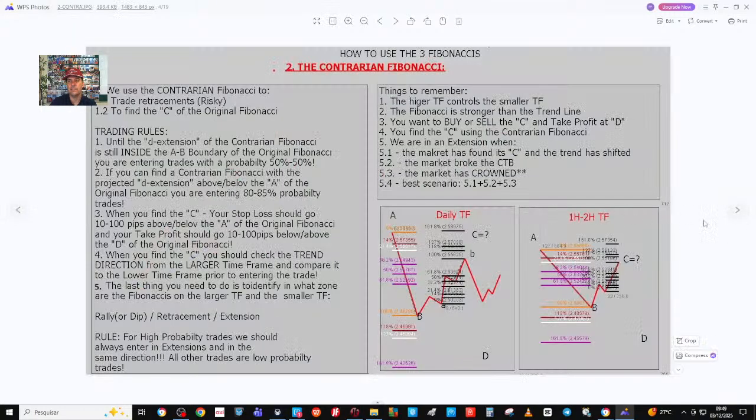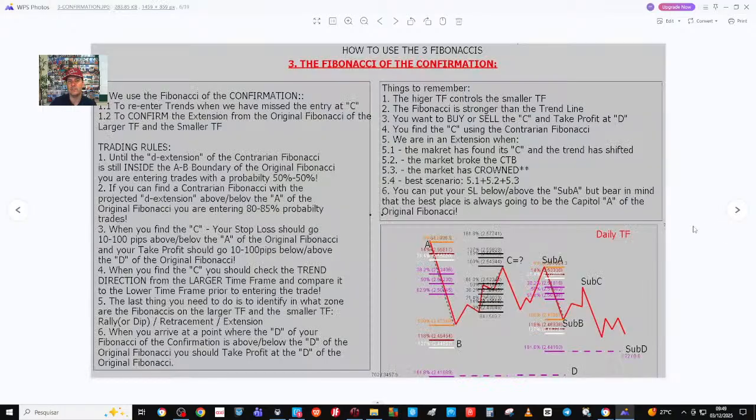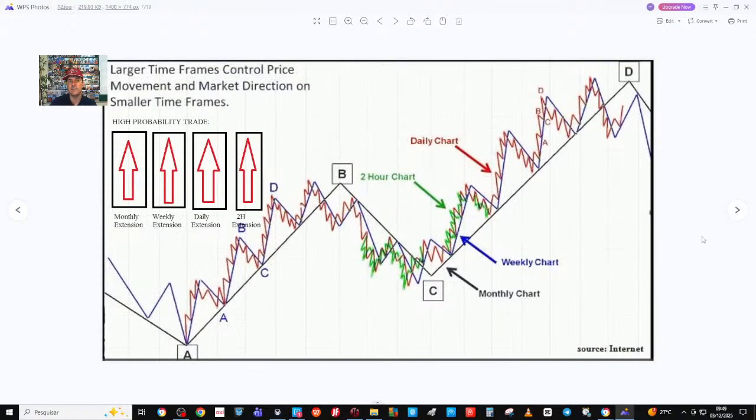I picked those pictures from the internet, right, everybody? See alignments: the larger time frame controls price movement and the market direction of the smaller time frames. Monthly it's up, weekly it's up, daily it's up, and the 2 hour it's up. This is what is called the alignments. Make sense, everybody? To have the highest probability trades.